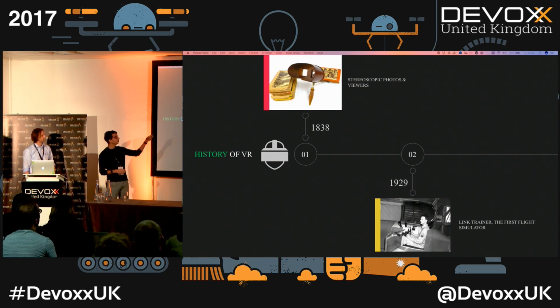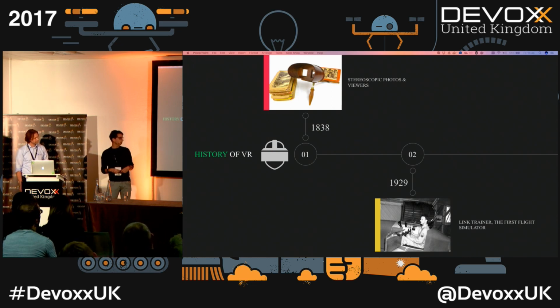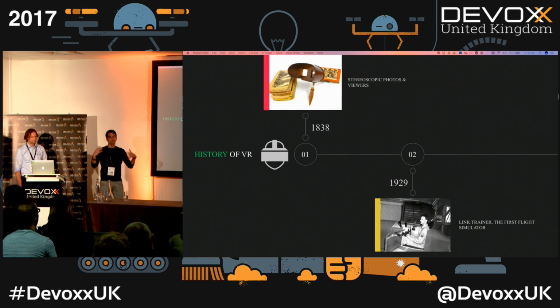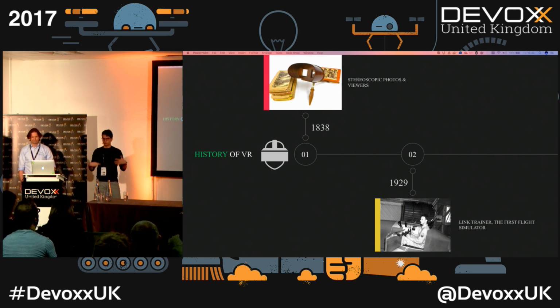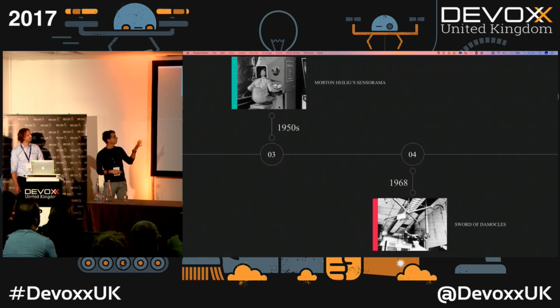So pretty early. Then we go 100 years into the future, and then pretty much the first flight simulator was born, and the pilots had to really step into a cockpit, and it was immersive, and a really cheap computer, well, back then probably not so cheap, but it showed all kinds of stuff, and skies, et cetera, et cetera. In the 1950s, the Sensorama was released. Some of you might have heard of this.